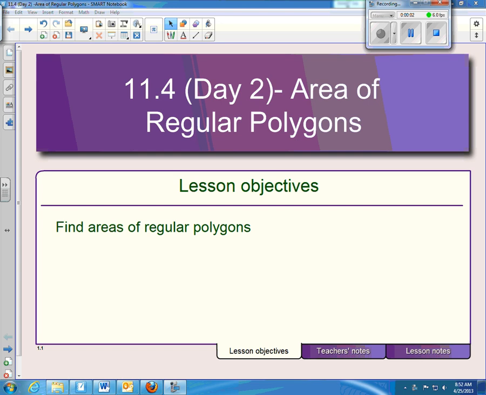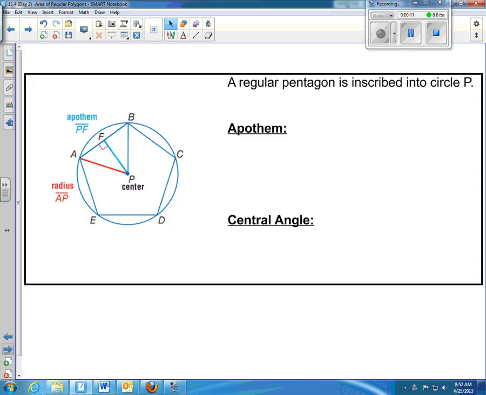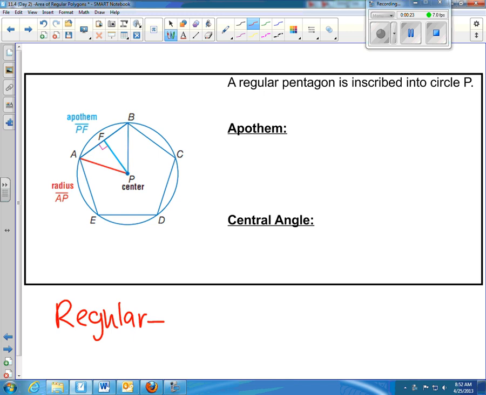We're going to do day 2 of 11.4, and today we're going to talk about area of regular polygons. So objective, we're just going to be able to find areas of regular polygons. So first we need to talk about different parts of a regular polygon. Remember, to be regular, it means that all the sides are equal. So if you don't remember that, jot it down. All sides, we're going to say congruent.